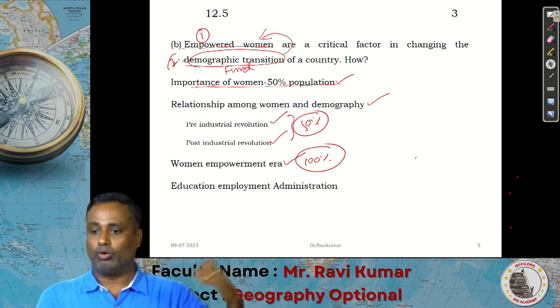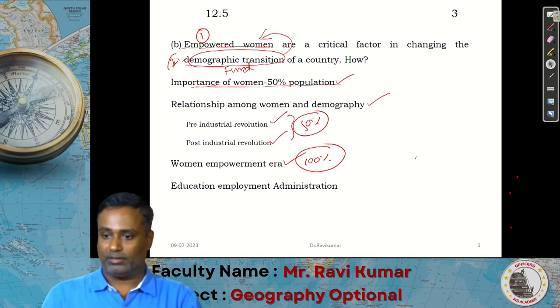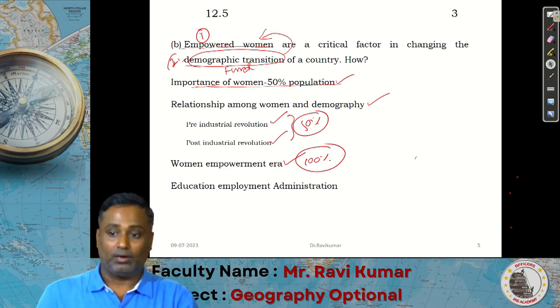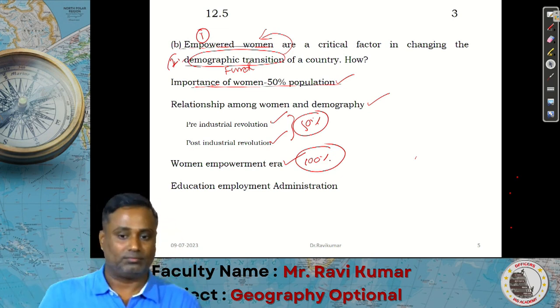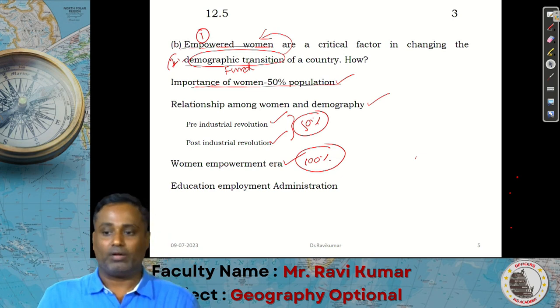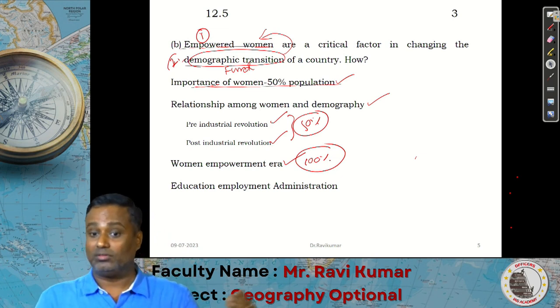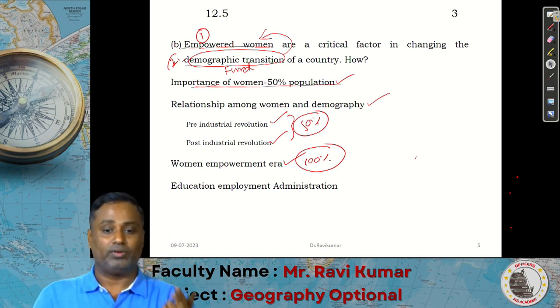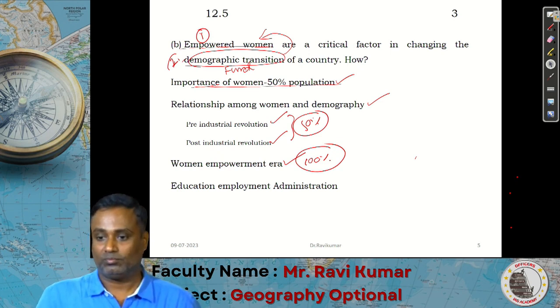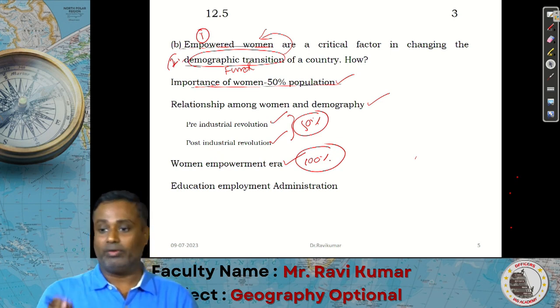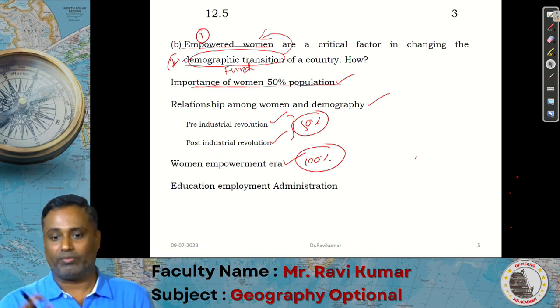But after women empowerment, they get educated, they get into employment, and they also have some career along with it. So they don't have much time to take care of the children. Now think about how the demography will change. Women's decision making will influence the demography of a country.